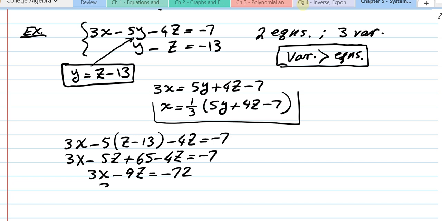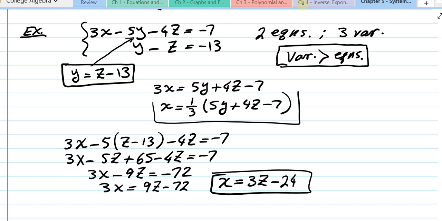And finally, not almost finally, move z to the other side. I get 9z minus 72, and then divide both sides by 3. Okay, so x becomes 3z minus 72 divided by 3, which is what, 24? And there you have it.